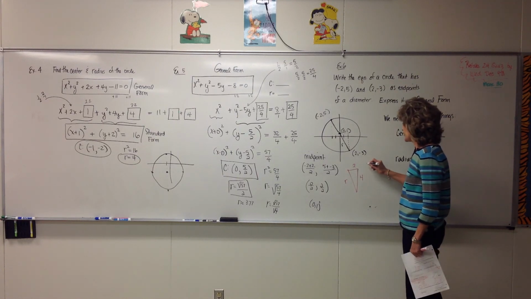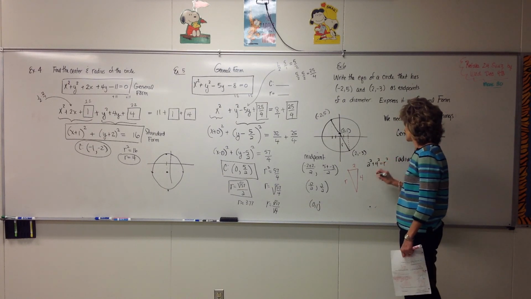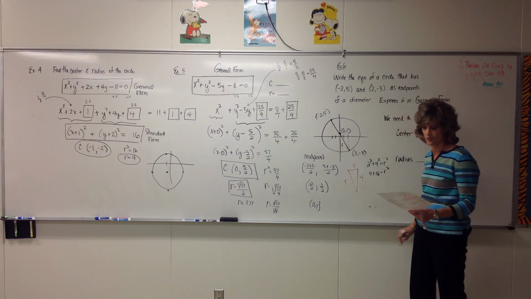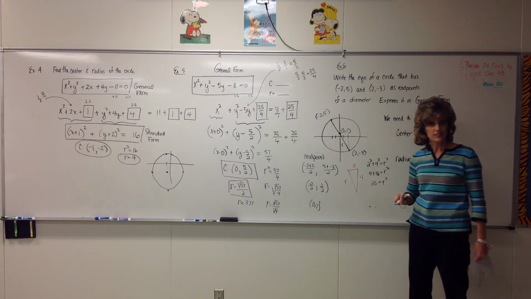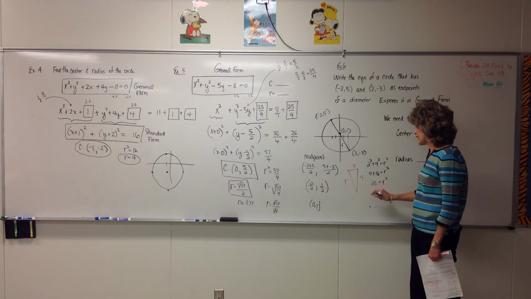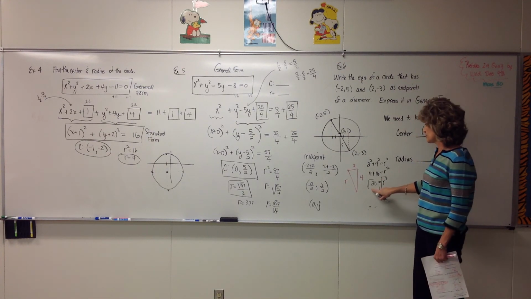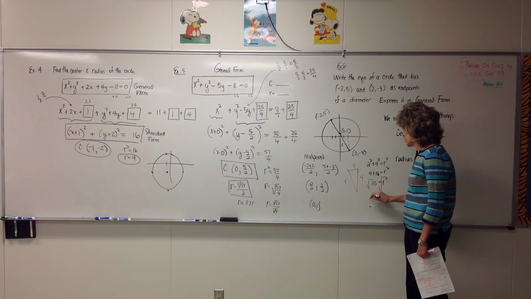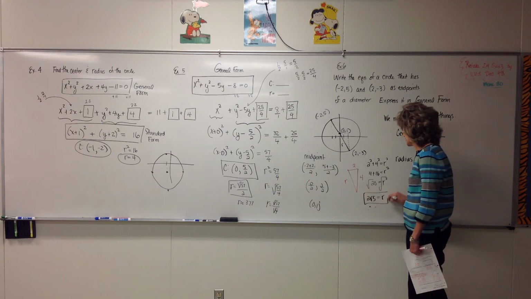In order to find the radius of this circle, we have to do 2 squared plus 4 squared equals radius squared. Or 4 plus 16 equals radius squared. Or 20 equals radius squared. And what's the radius? When you take the square root of both sides, there's a perfect square hiding inside of 20. 4 times 5, so 2 times the square root of 5 is the radius.